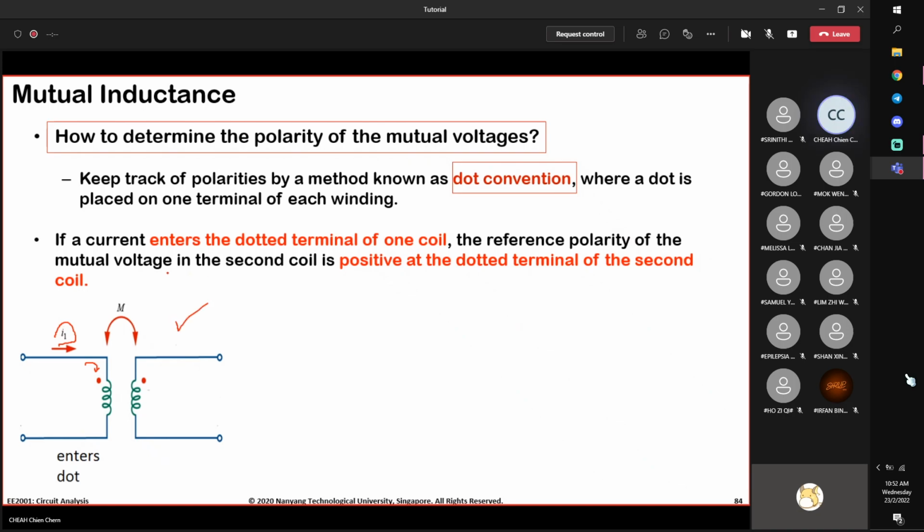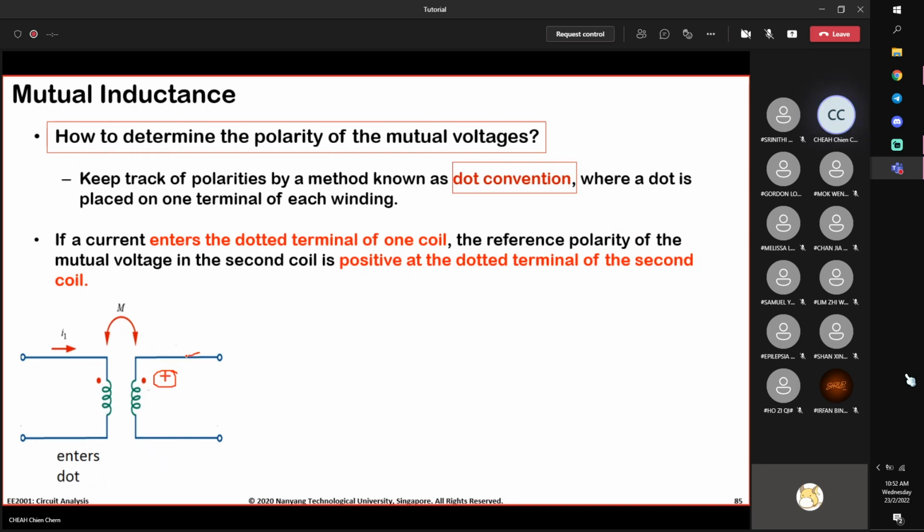It says that the polarity of the mutual voltage in the second coil is positive at the dotted terminal. So this dot is at both sides, and when the current enters the dot, it is positive at the other coil. So enter dot, positive at the dot. So the dot is used this way: at this coil, you look at entering, and at the other coil, you look at the polarity.